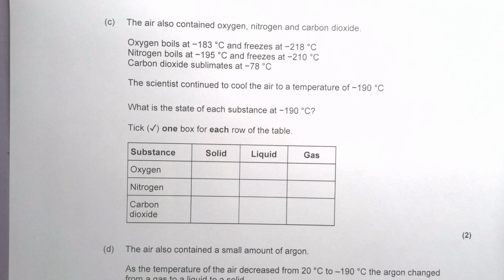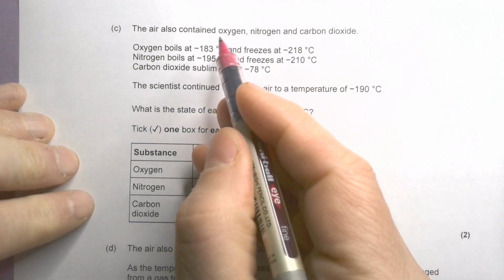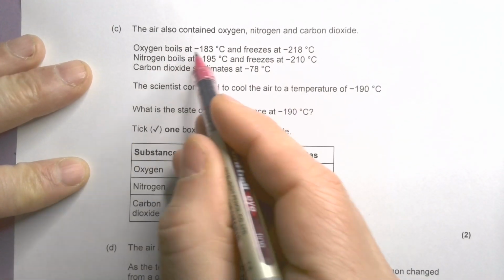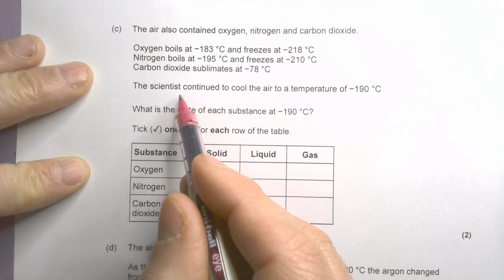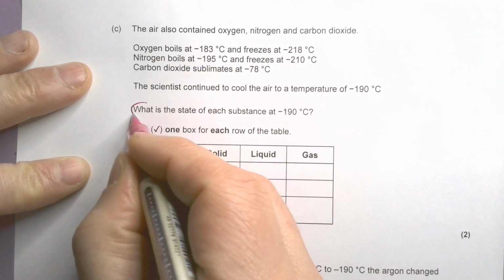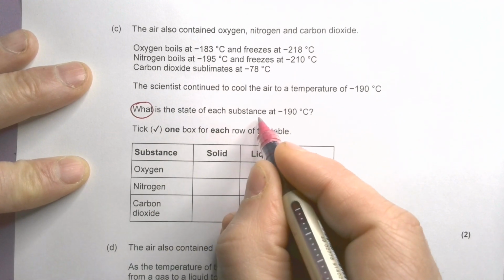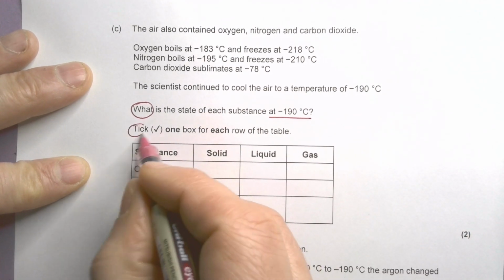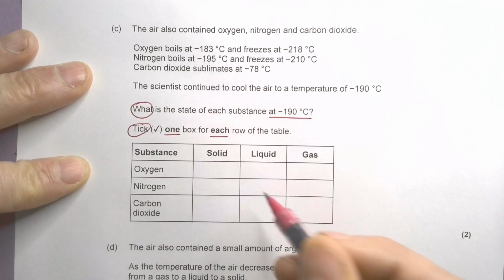Okay, question C. The air also contained oxygen, nitrogen and carbon dioxide. It gives us information about boiling and freezing temperatures. The scientists continue to cool the air to a temperature of minus 190 degrees Celsius. What is the state of each substance at minus 190 degrees Celsius? Tick one box for each row of the table.